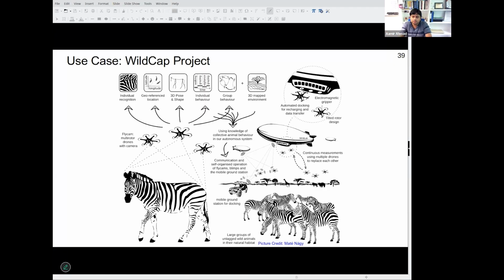Okay, so let's go step by step to see what we have done in this project, how the methods that we talked about so far apply to this application. The first step in this, I'll paint these sketches green when I'm talking about those components so that it's easy to relate. And so the first thing is aerial robots.